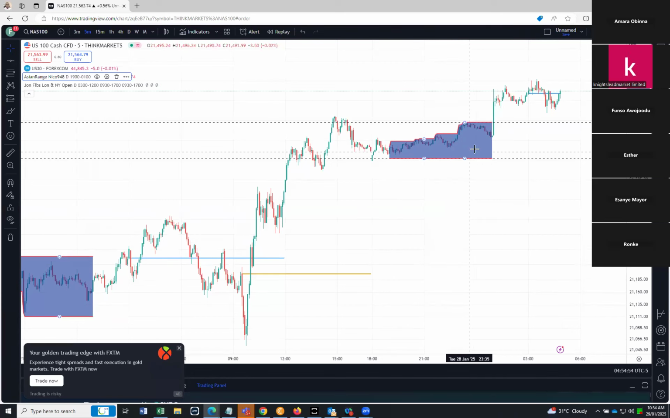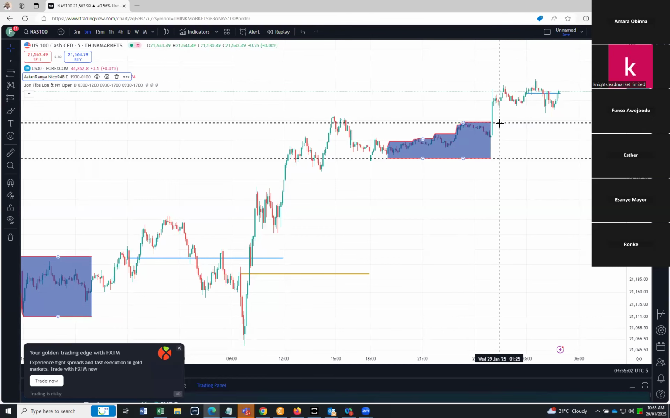So do you have the range now after you put it? Yes, sir. Then you heard about how to make the entry. You allow the first candle. So once this range, by 7 o'clock, this range has already formed.